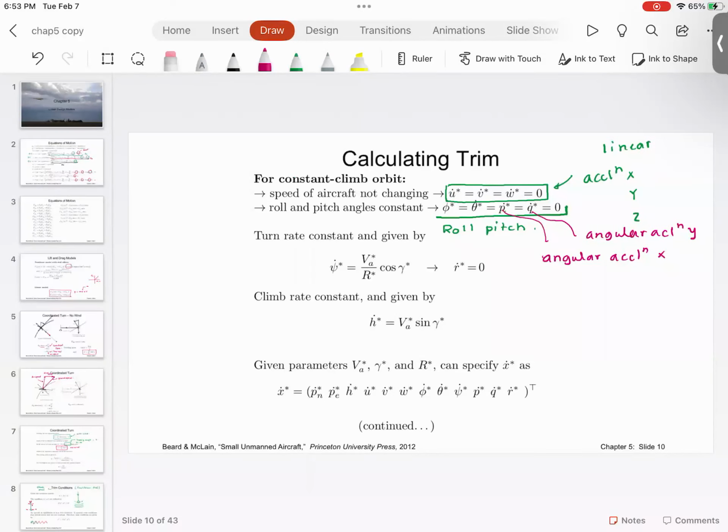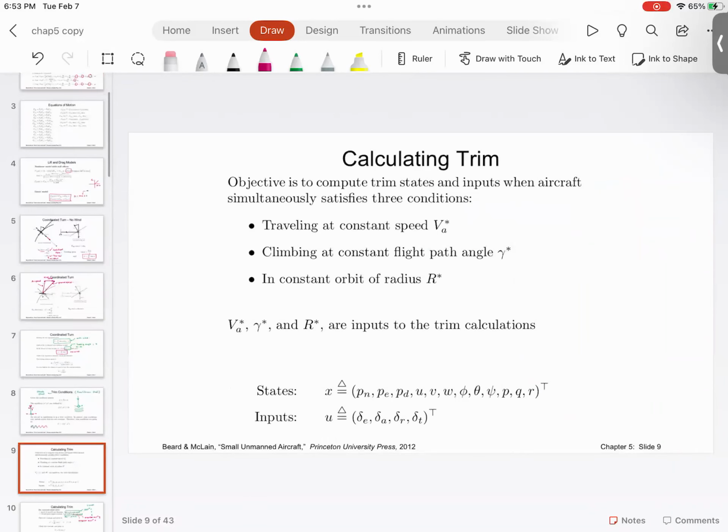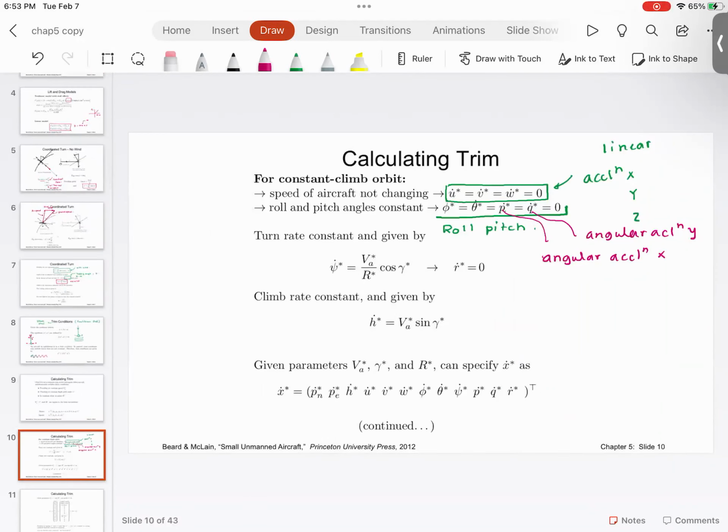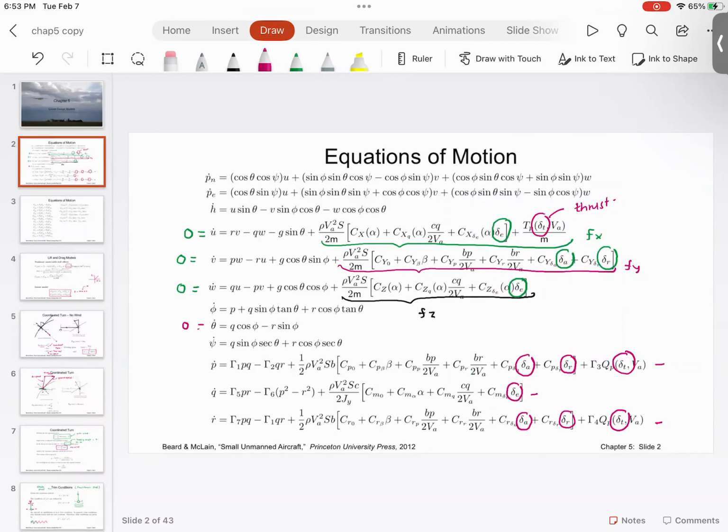and then I will say theta dot is equal to 0. Then P dot is equal to 0 and Q dot is equal to 0. So P dot is equal to 0 and Q dot is equal to 0. Are you with me so far?